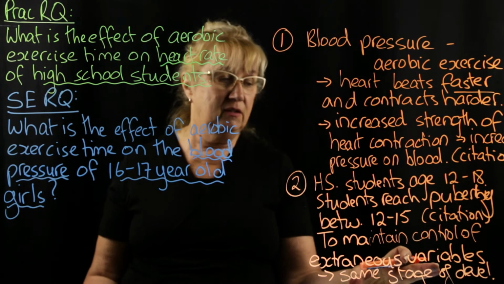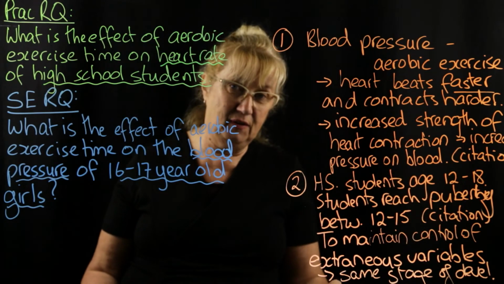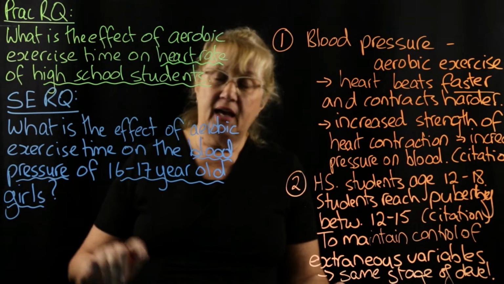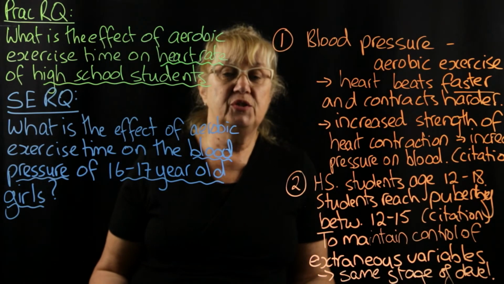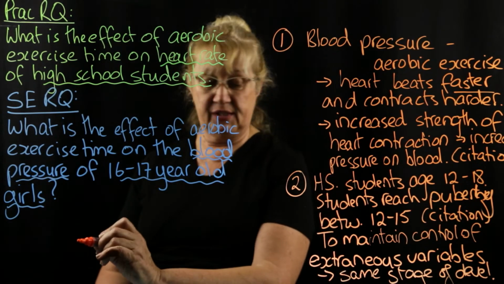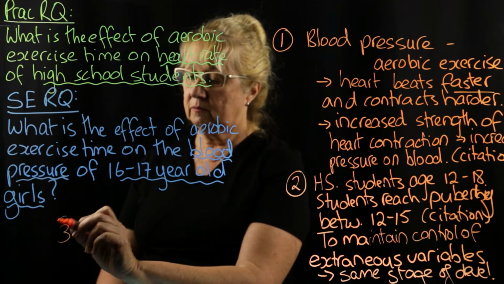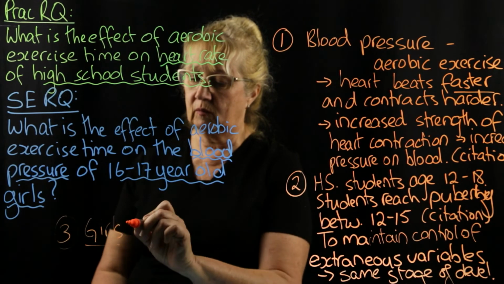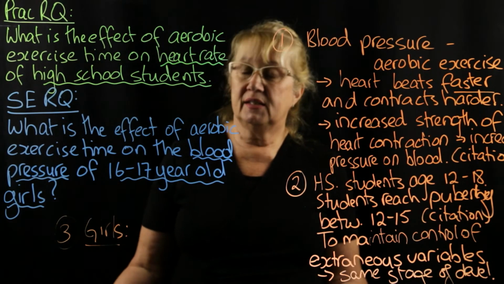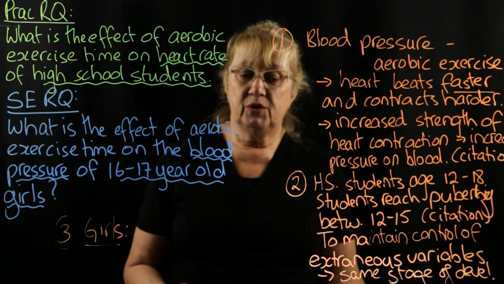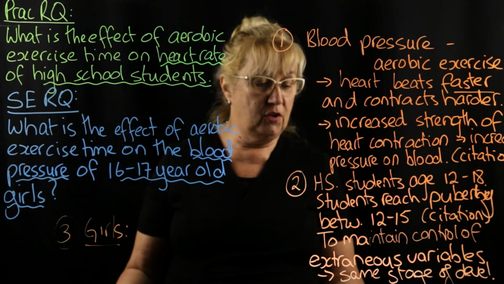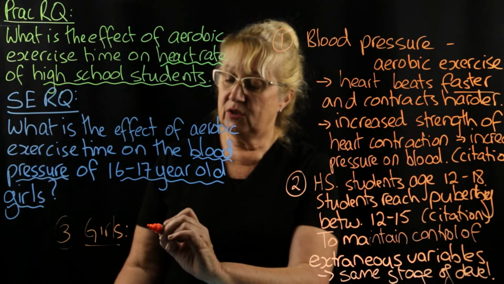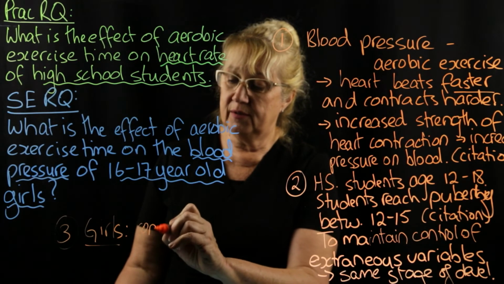I made that decision and I have justified it. I have given a reason logically. We still haven't said why we're choosing girls. So that was decision number three. So the science behind it is that we want to have students of the same gender being tested so that we are still controlling extraneous variables. So we need to talk about controlling those.